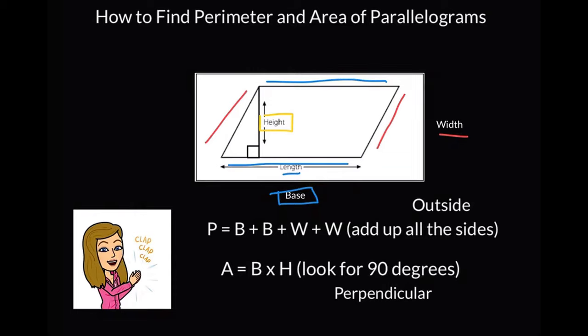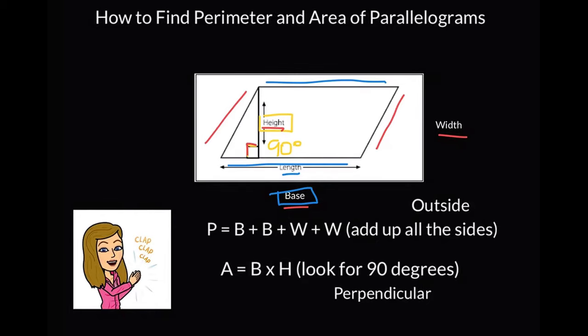You'll notice that the height is perpendicular to our base. What that means is that it forms a 90-degree angle with our base. That's super important. Our height and our base together have to be perpendicular to each other or form a 90-degree angle.